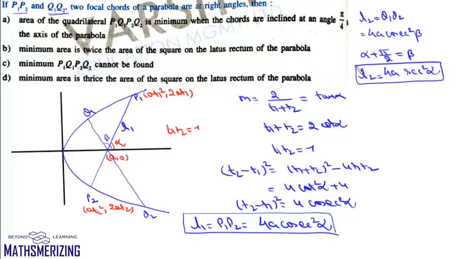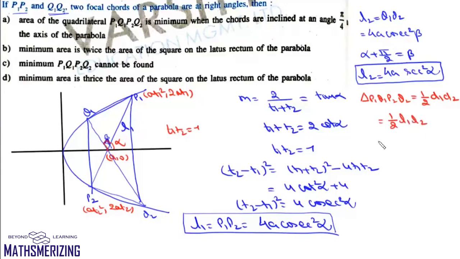Now we need to find the area of this quadrilateral, which is P1Q1P2Q2, and we know that the angle between the diagonals is 90 degrees. Since this angle is 90 degrees, the area of this quadrilateral P1Q1P2Q2 will simply be 1 by 2 D1 D2, and D1 and D2 in this case are L1 and L2.